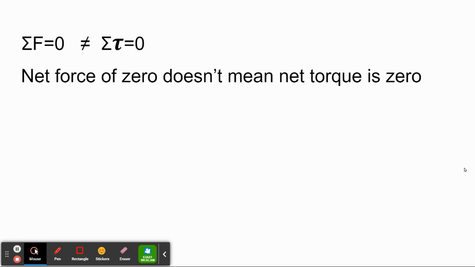All right, so to fully understand the net torque equation, we need to now look at another piece of it. So the first thing we need to talk about is the difference between net force and net torque.